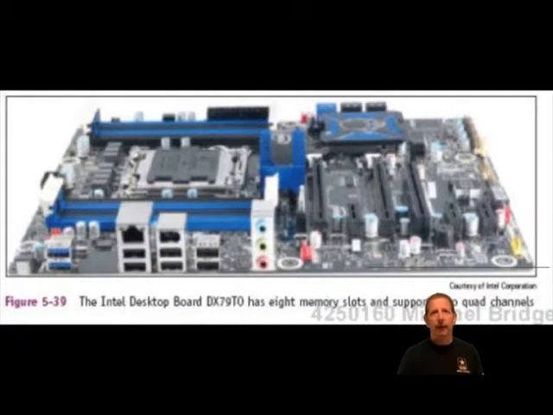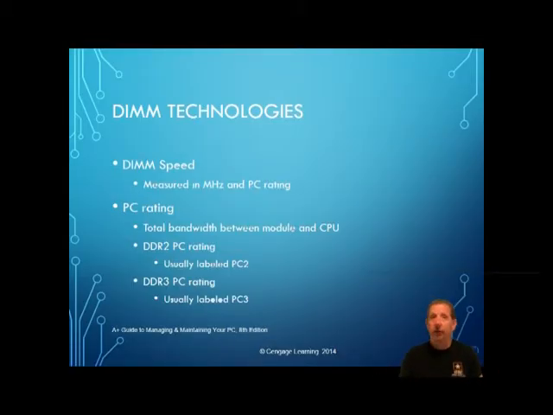Now let's talk about DIMM speeds. Now DIMM speeds are measured either in megahertz, such as 1333 megahertz or 800 megahertz, or a PC rating such as PC 6400. Now a PC rating is a measure of the total bandwidth of data moving between the module and the CPU. Now to understand PC ratings, let's take a look at an example of a DDR DIMM module that runs at 800 megahertz.